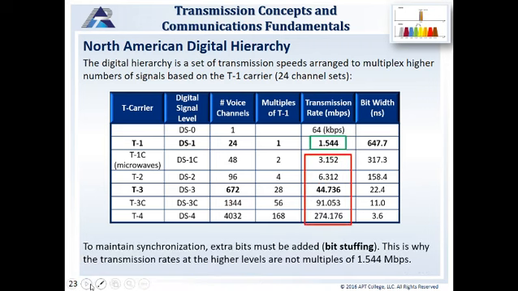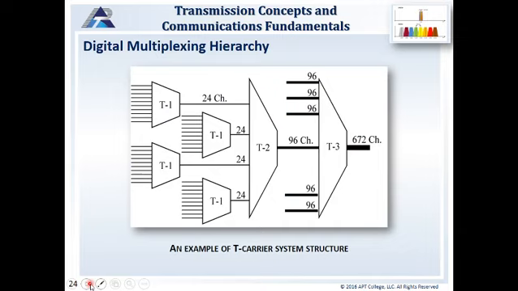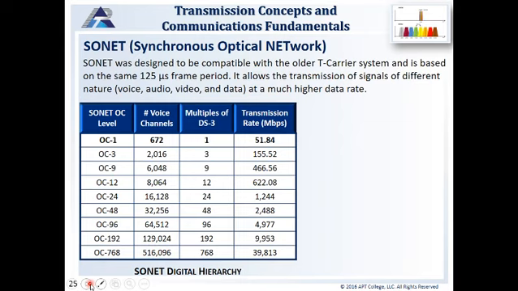To maintain synchronization, we add extra bits. This is called bit stuffing. That's why each of these, as they progress, is not a multiple of the T1 or a direct multiple of 1.544 megabits. Our hierarchy here, this is an example of a T1 carrier system structure. Our T1s feed into T2s, T2s feed into T3s, and so on until we get up to our maximum.